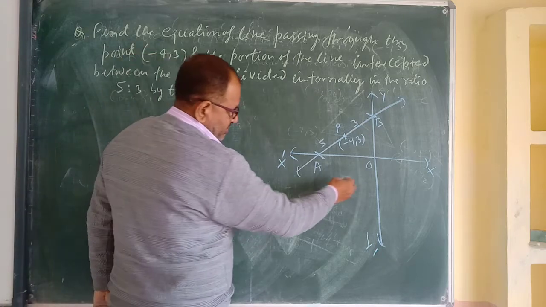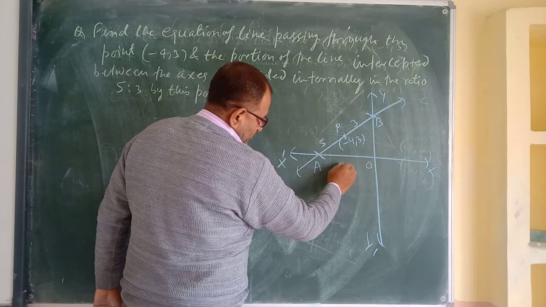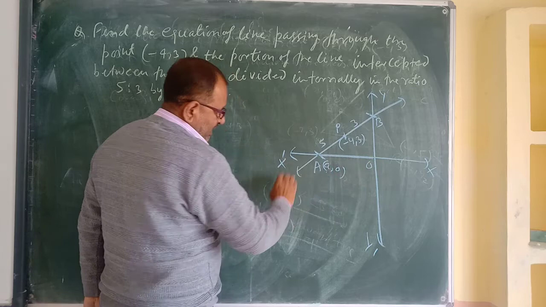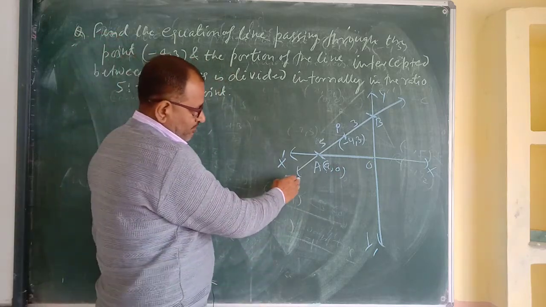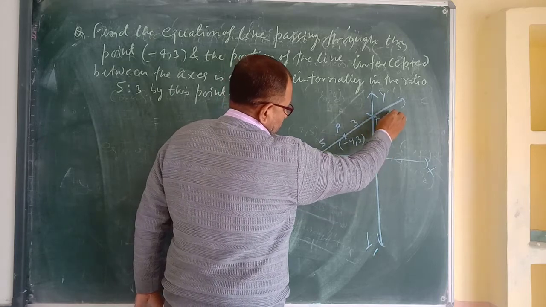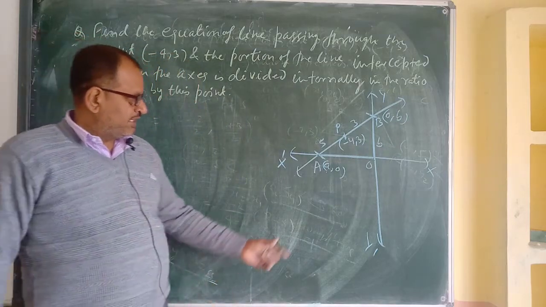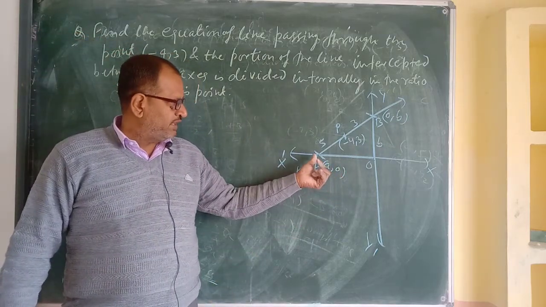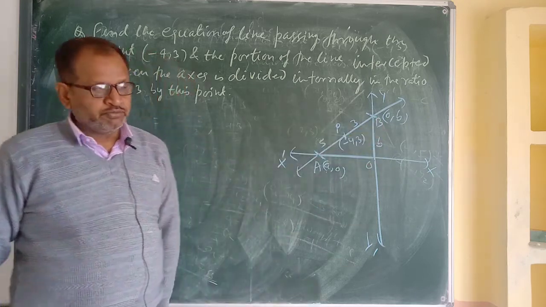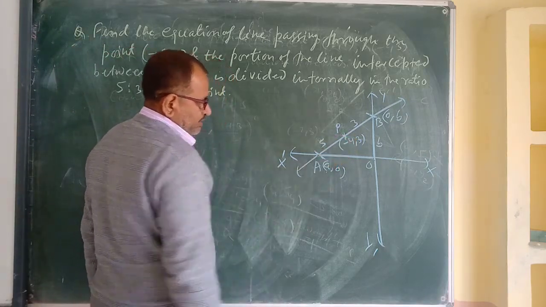So we can suppose the line meets the x-axis at the point A. If the x-intercept is a, the coordinate of A will be (a, 0). If the y-intercept is b, then the coordinate of B will be (0, b). We can apply the section formula here.